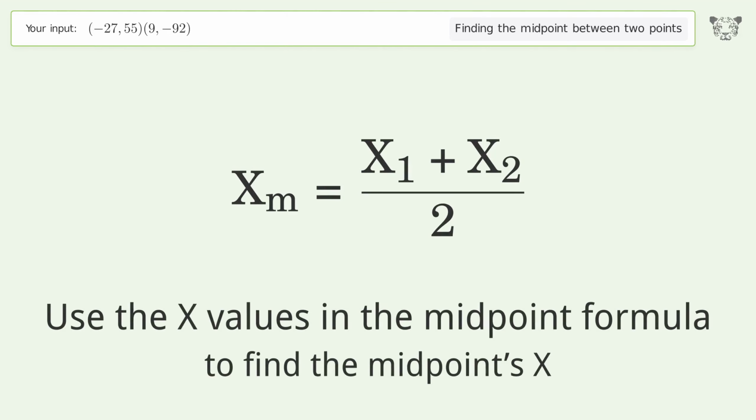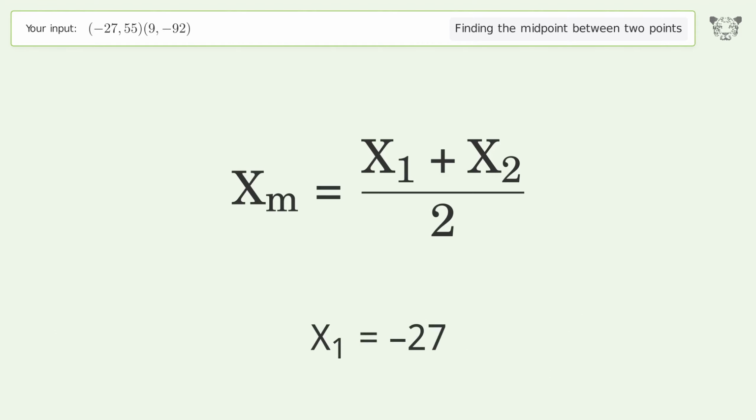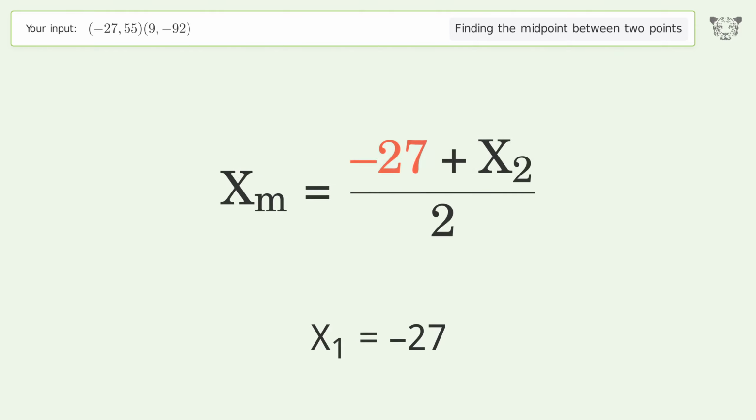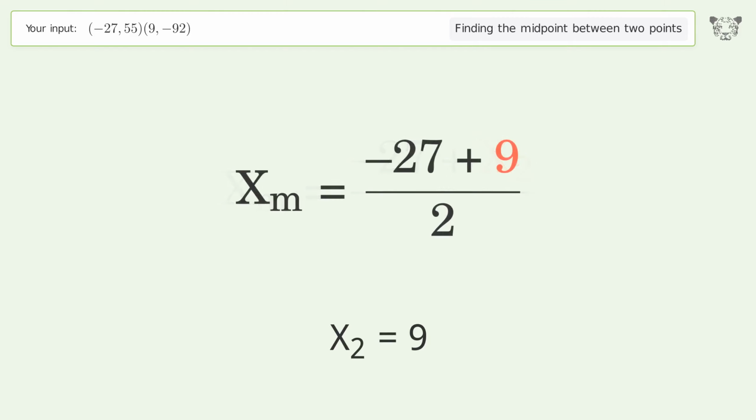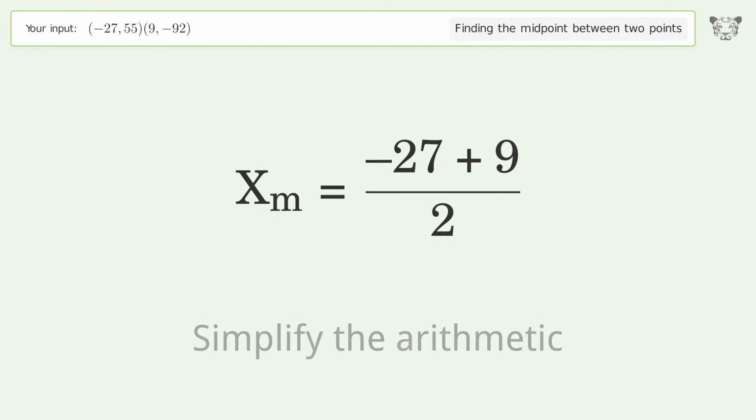Use the x values in the midpoint formula to find the midpoint's x. x1 equals -27. x2 equals 9. Simplify the arithmetic.